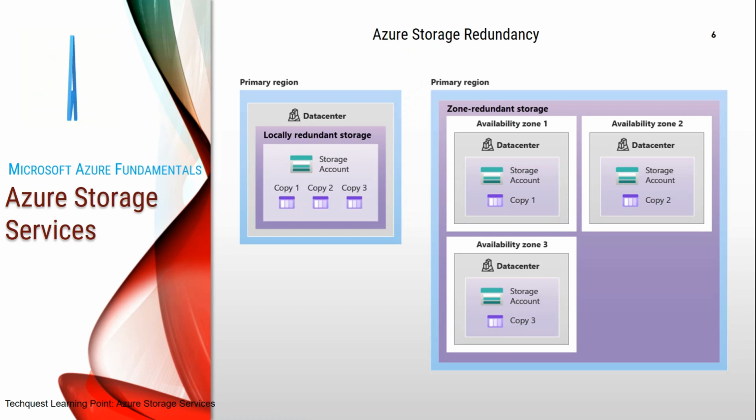Zone Redundant Storage. For availability zone enabled regions, Zone Redundant Storage (ZRS) replicates your Azure storage data synchronously across 3 Azure availability zones in the primary region. ZRS offers durability for Azure storage data objects of at least 12 nines over a given year. With ZRS, your data is still accessible for both read and write operations even if a zone becomes unavailable.